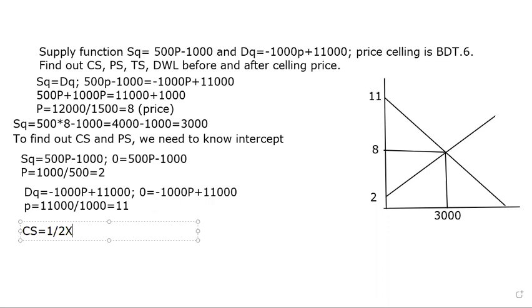Consumer surplus. The consumer is interested to pay 11 taka, and we are paying the market price of 8 taka. So the difference between the market price and the price they are interested to pay will go here. The difference, that means you can put here delta, 1 by 2.